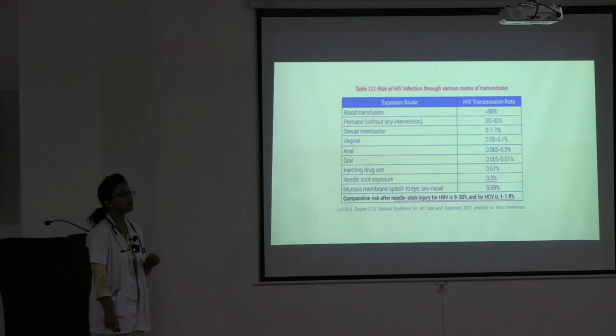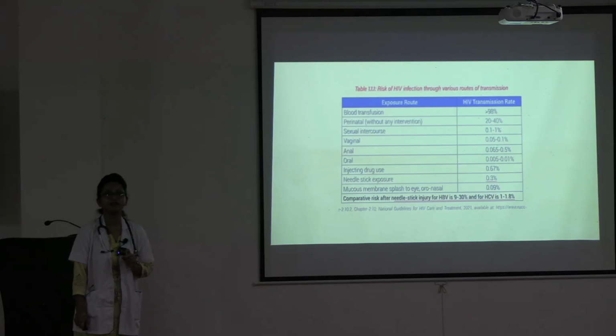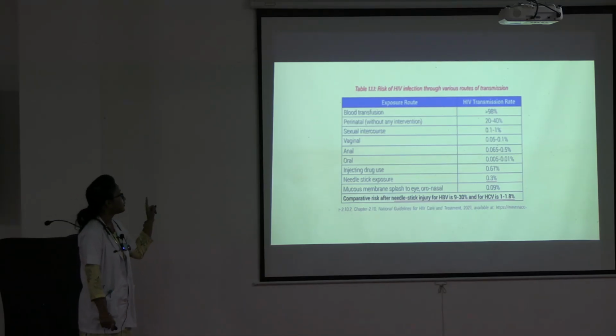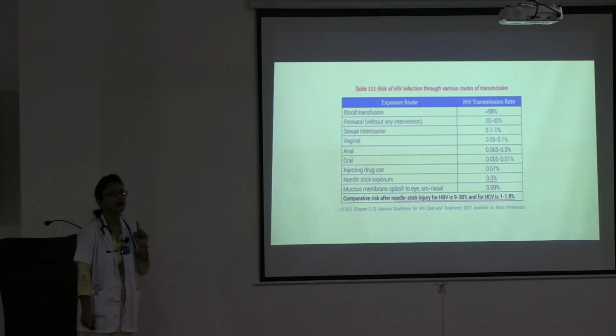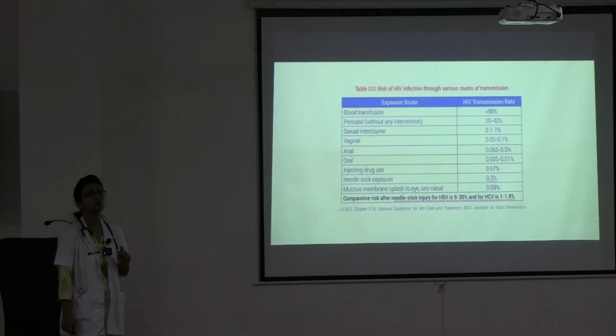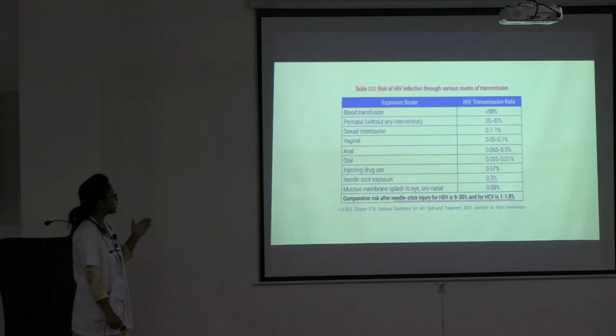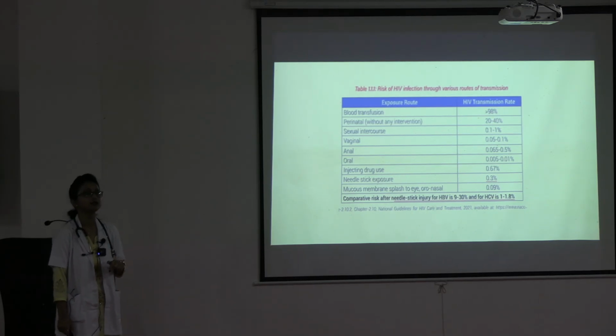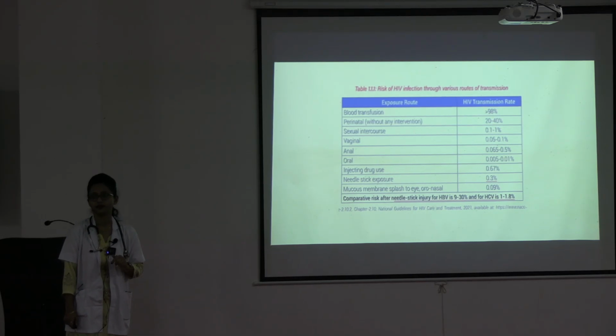As you can see here, after a needle stick exposure, the rate of transmission of HIV is only 0.3%, whereas the risk after needle stick injury for hepatitis B virus is around 9 to 30%, followed by the hepatitis C virus, that is 1 to 1.8%. Okay, so you can see that after an unfortunate needle stick exposure, we should be more concerned about contracting hepatitis B virus than HIV.